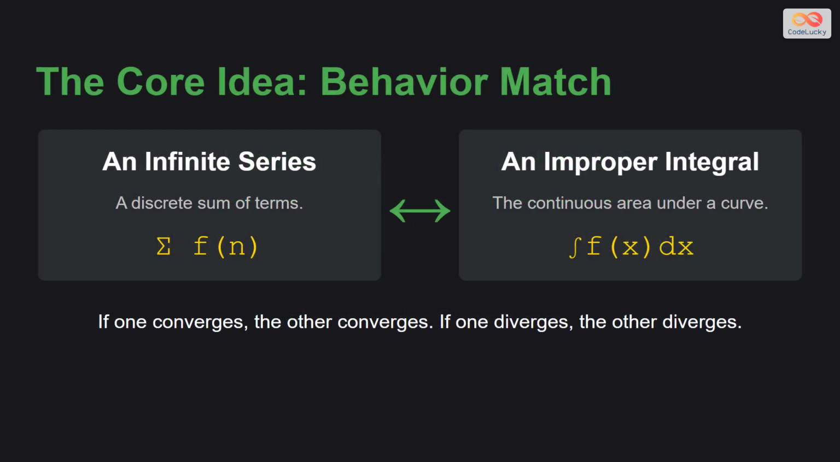The fundamental idea behind the integral test is that an infinite series, which is a sum of discrete terms, and its corresponding improper integral, which represents continuous area, will either both converge or both diverge. They act as a team. If you know the behavior of one, you instantly know the behavior of the other.